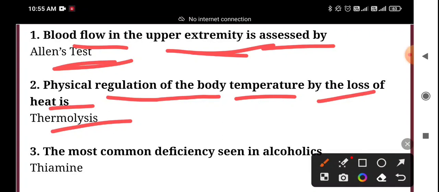So next question. The most common deficiency seen in alcoholics is thiamine. So in patients who are alcoholics, thiamine deficiency commonly occurs.